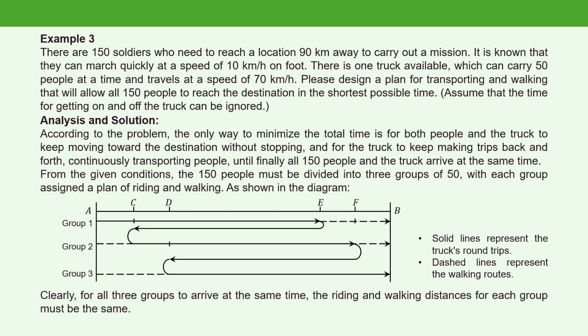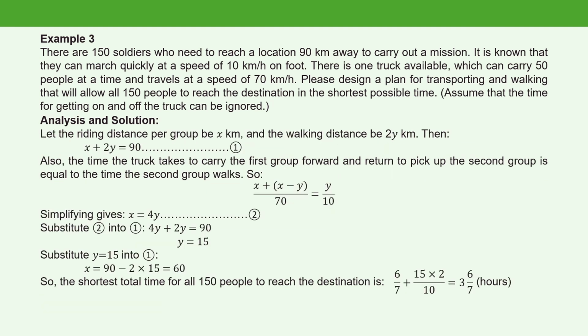As shown in the diagram, solid lines represent the truck's round trips, and dashed lines represent the walking routes. Clearly, for all 3 groups to arrive at the same time, the riding and walking distances for each group must be the same. Let the riding distance per group be x kilometers, and the walking distance be 2y kilometers. Then we can have equation 1.